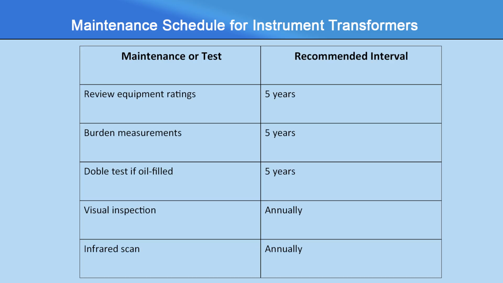The following table shows the maintenance schedule for instrument transformers. Again, the first one is the review of equipment ratings, which is performed every 5 years. Next is burden measurements, which is performed every 5 years. Next test is the double test for oil filled transformers, which is performed every 5 years. Next is visual inspection. This test is performed annually. And the last test is the infrared scan, which is performed annually.